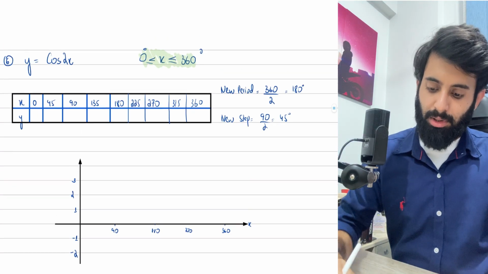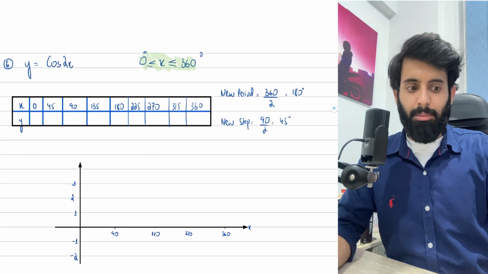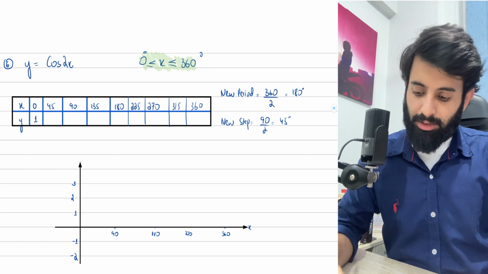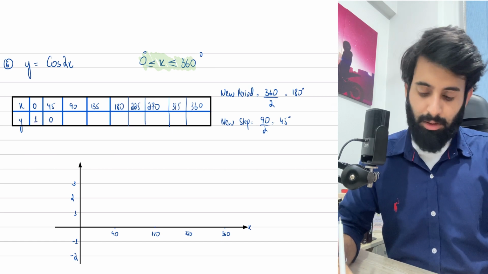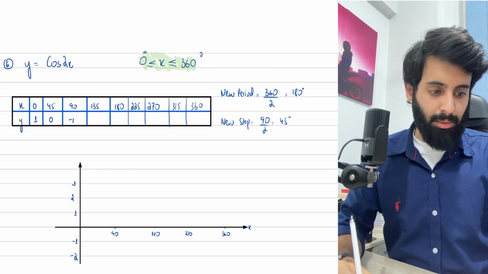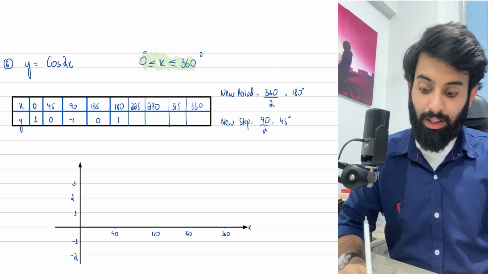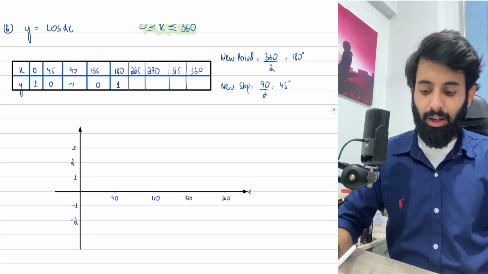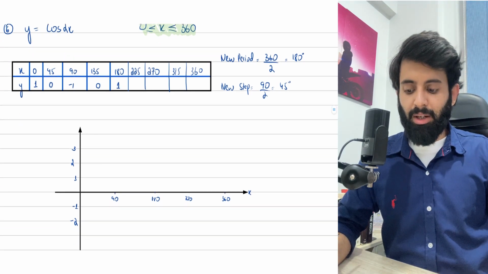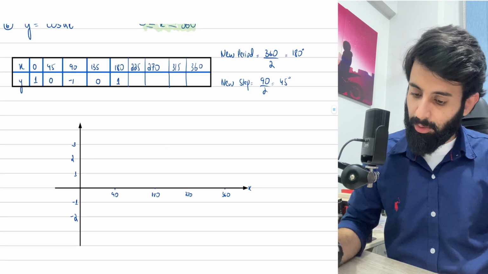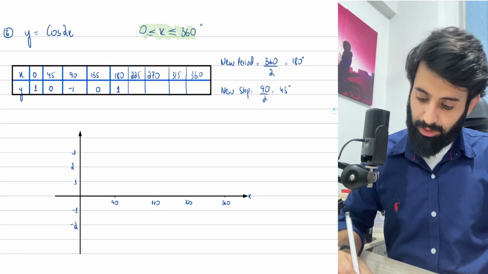Now I know immediately I don't have to plug in values one by one. I know that at 0 it's going to be 1. I know at 45 it's going to be 0. I know at 90 it's going to be -1. At 135, 0. And at 180, where one cycle is going to end, it's going to be 1 again. And I'm not going to find out the remaining values. I'll tell you why.